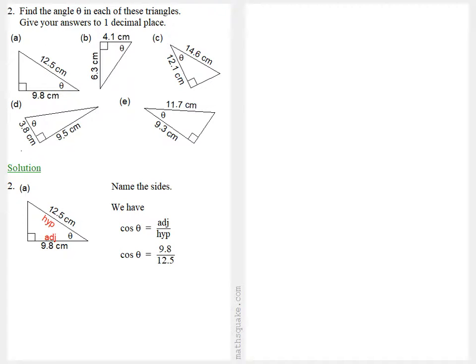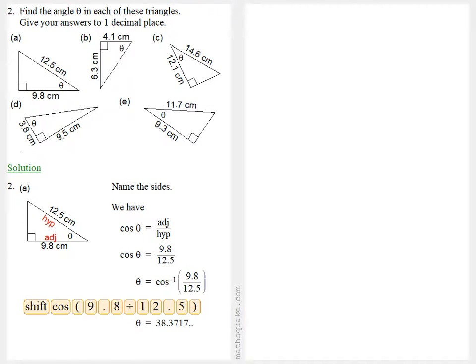So cosine of theta is equal to 9.8 over 12.5. Now, if we know the cosine of theta is equal to something, then theta is the inverse cosine. On the calculator, that's shift cosine. So we have theta equals shift cosine, in brackets, 9.8 divided by 12.5. So theta is equal to 38.3717 degrees. Rounding it off to one decimal place, theta is equal to 38.4 degrees.